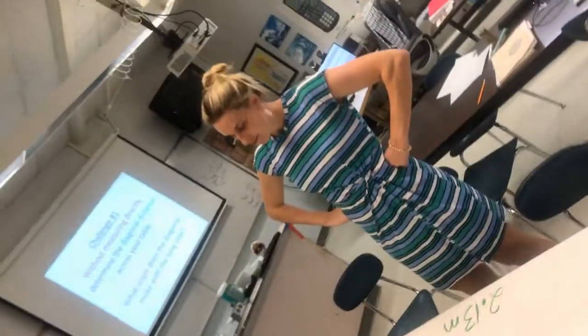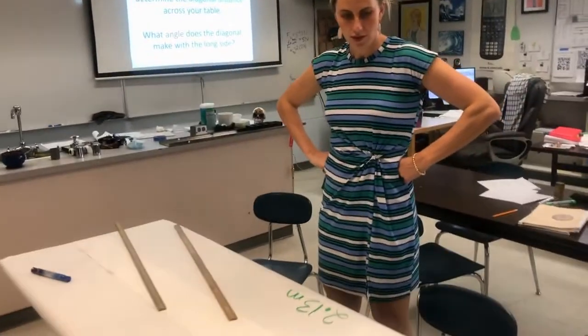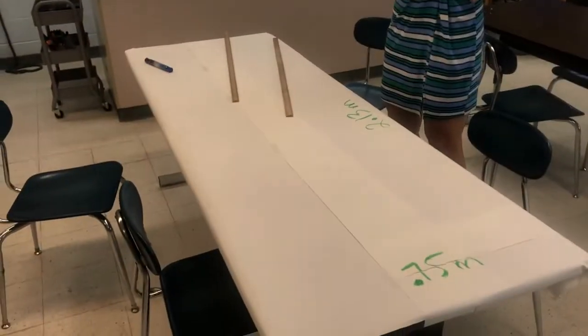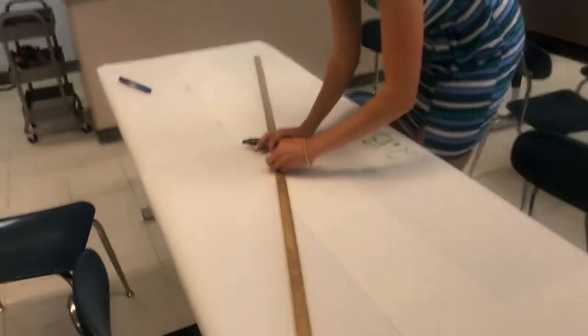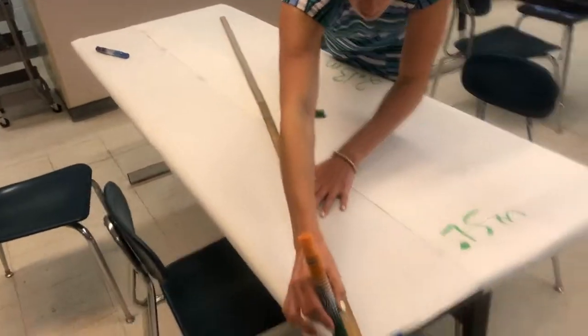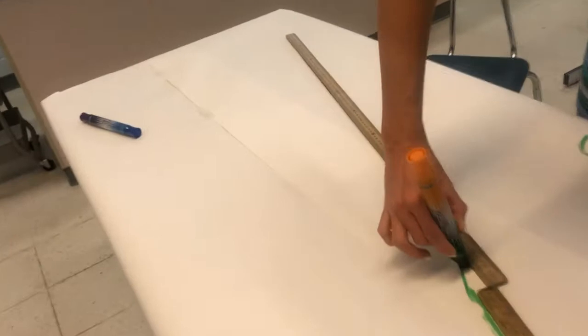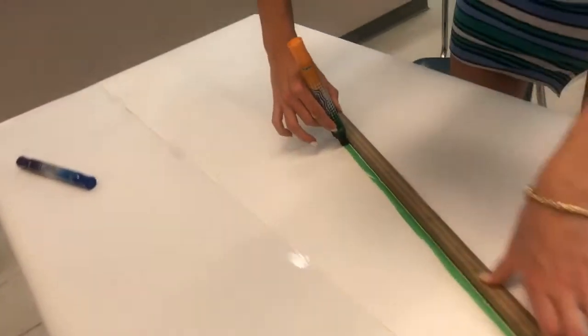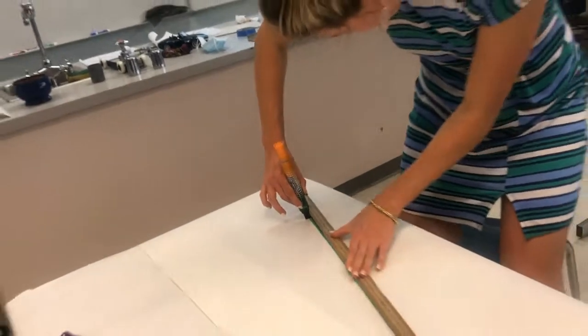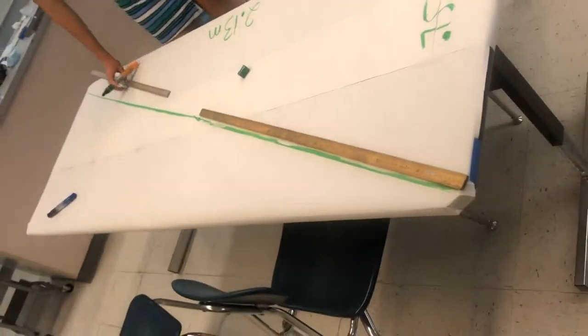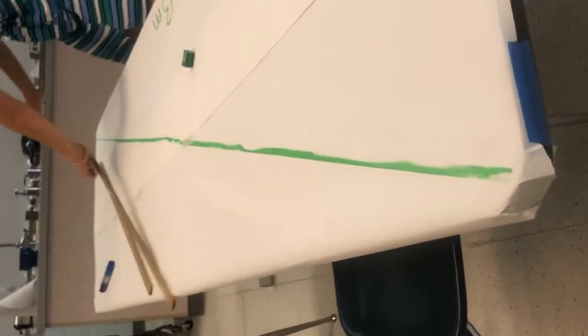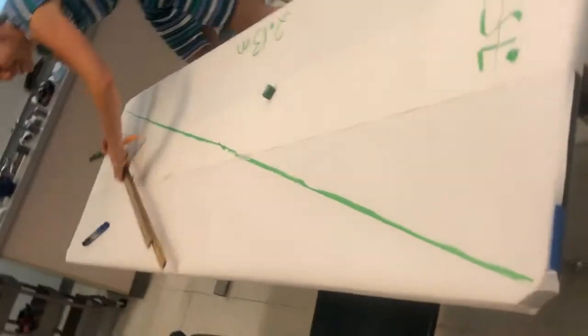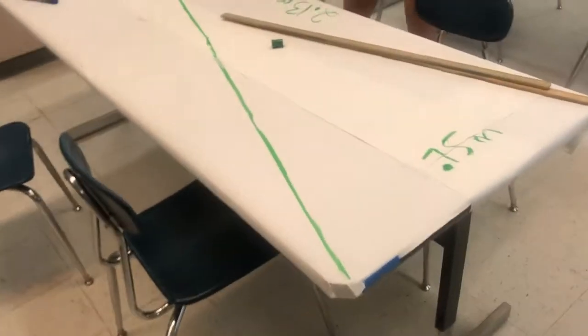Why have you measured these two things if we want to know the diagonal? Well, we can use Pythagoras' theorem, right? We can make a triangle. Let's line this up, something like that. We use pencils, ladies and gentlemen. That is a perfectly straight line. It doesn't get much better than this.